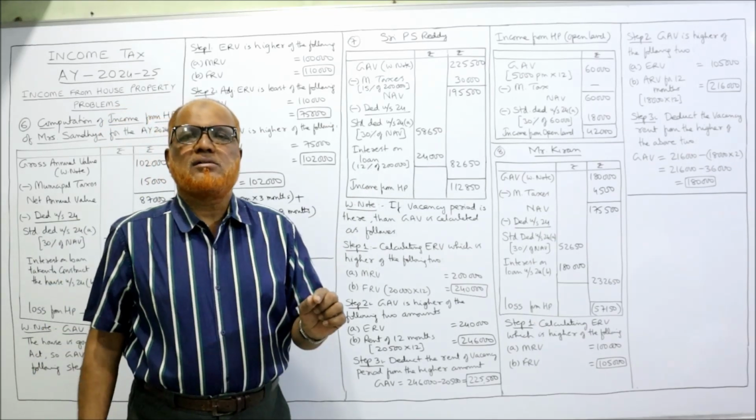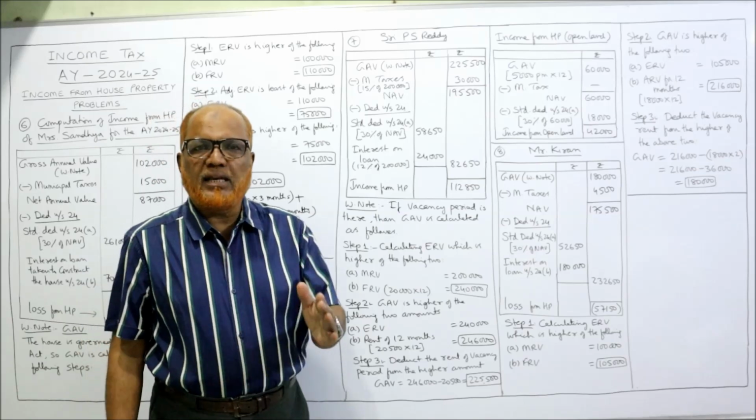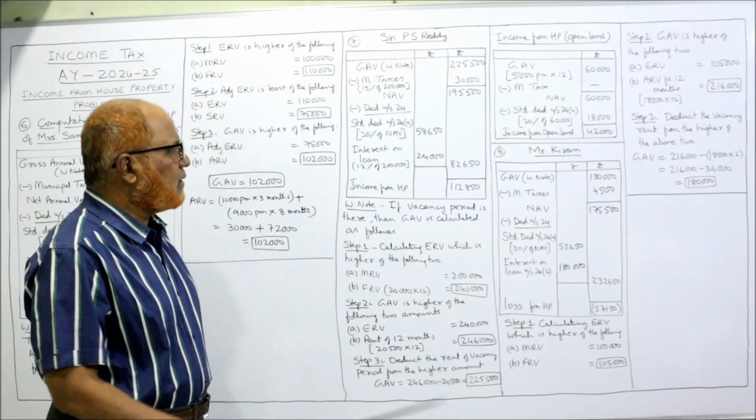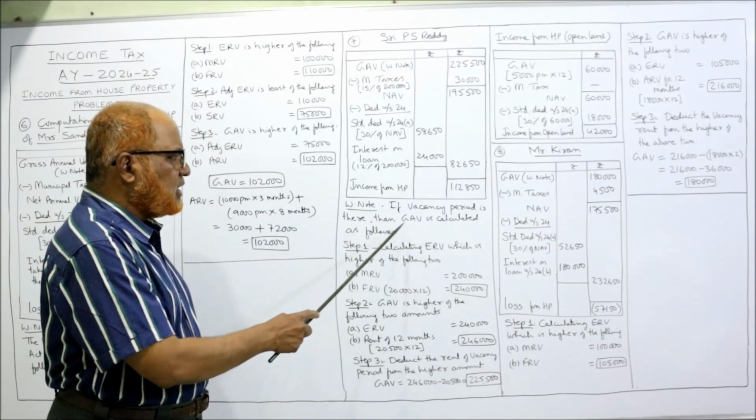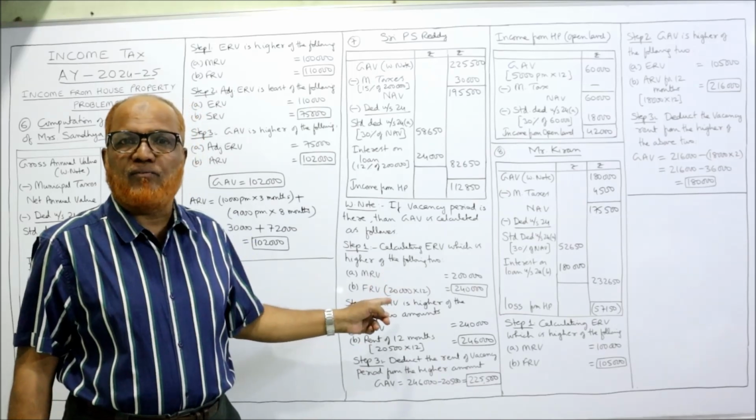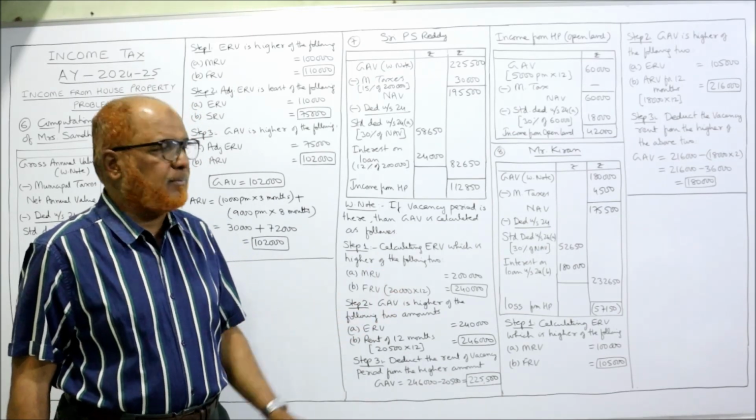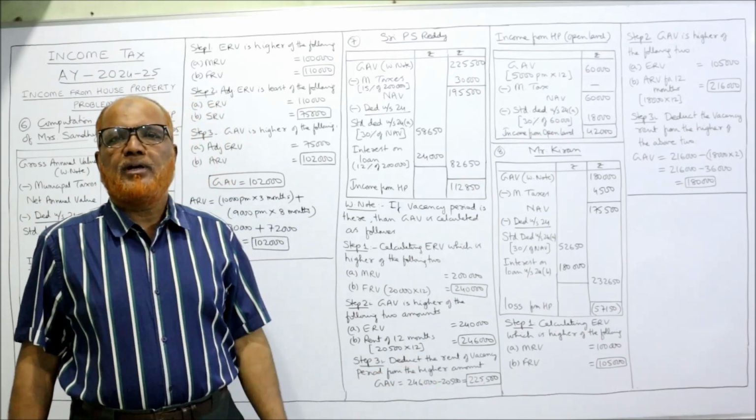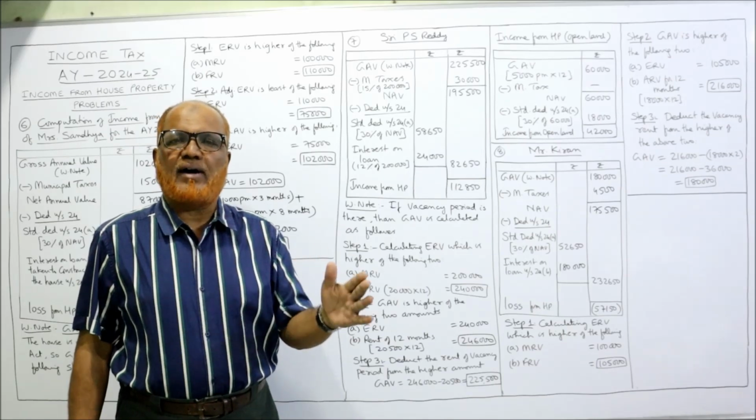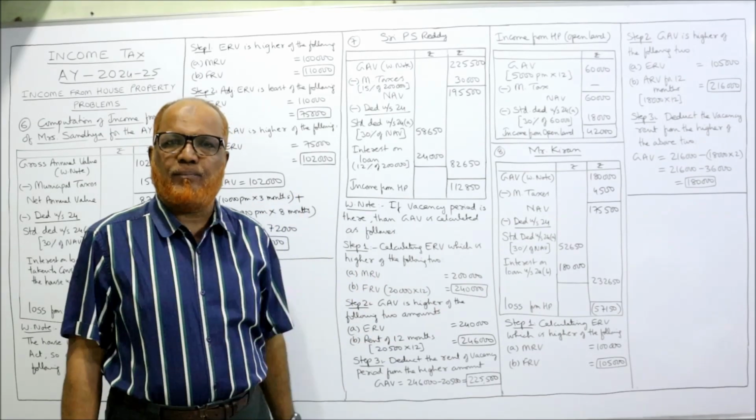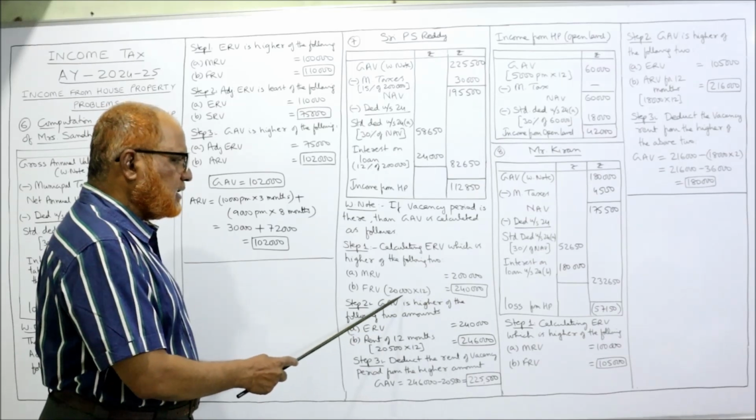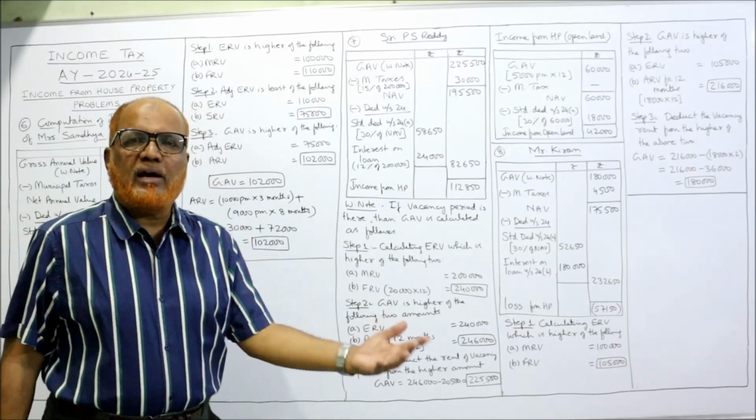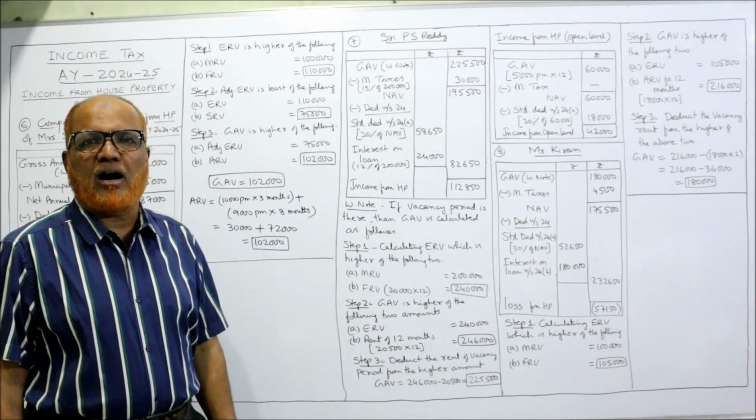The main new point is how to calculate GAV when there is vacancy period. 1 month is the vacancy period. So how to calculate? If vacancy period is there, then GAV is calculated as follows. This is the new point. First time we are coming across. So remember, first calculate ERV, which is the higher of the following two. As usual, ERV, expected rental value, is higher of MRV and FRV. MRV is 2 lakh, FRV 20,000 per month into 12, 2 lakh 40. Whichever is higher, 2,40,000 is higher, that is ERV.